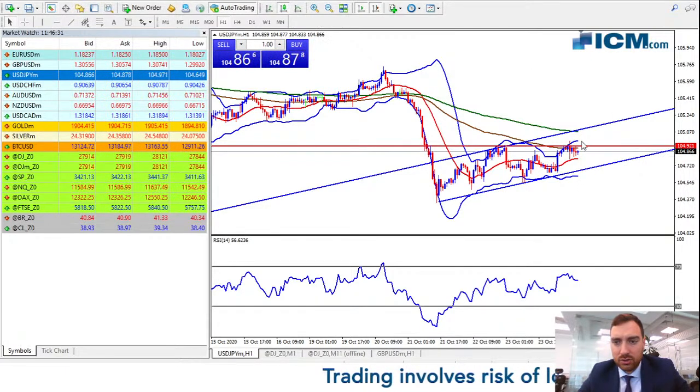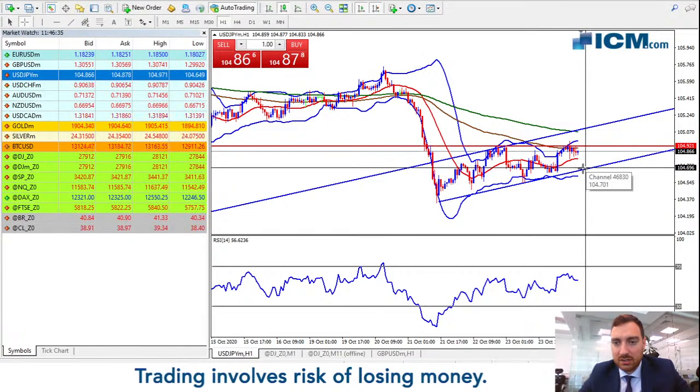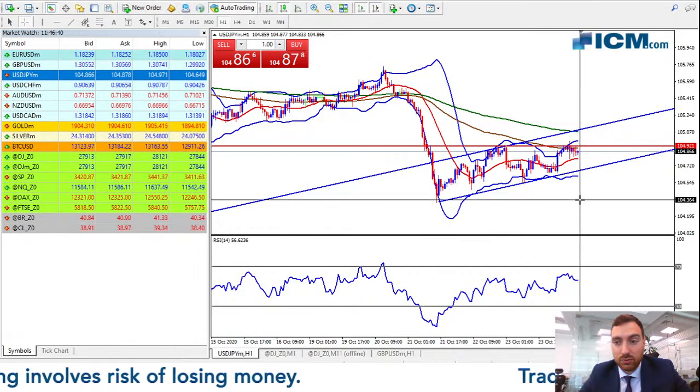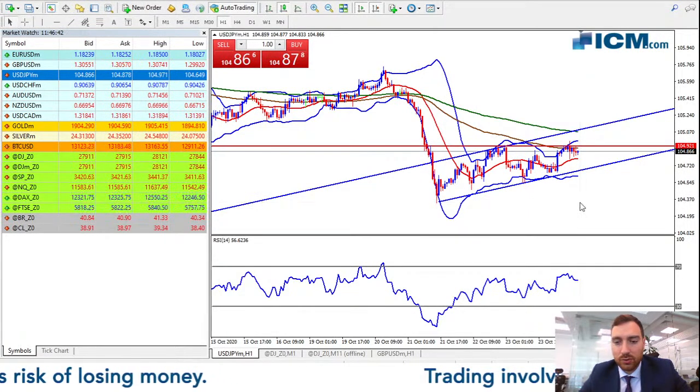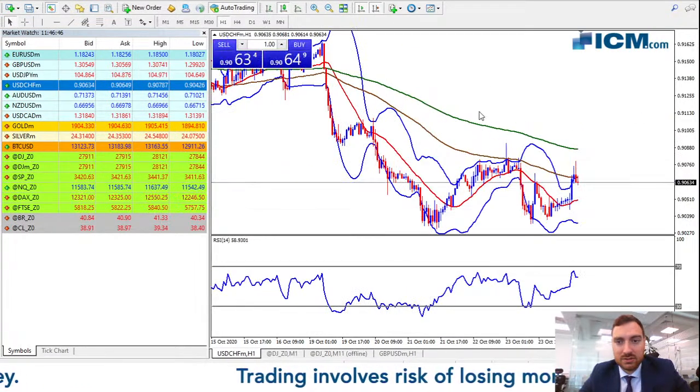While on the negative scenario, any move lower and drop towards the bottom side of the channel could trigger further downside towards the 104.50 level, 104.40 level, and lastly 104.33, the previous bottom. So this is for the dollar against the Japanese yen.